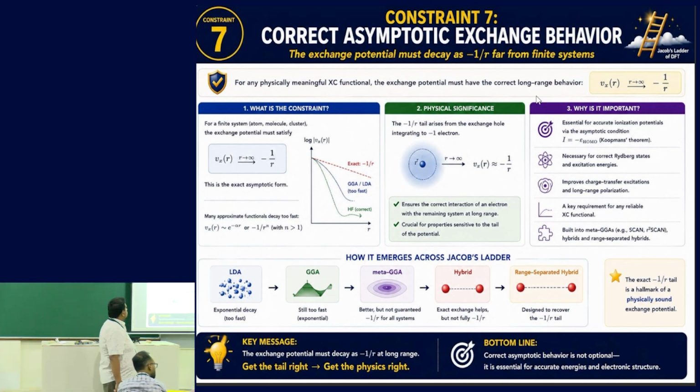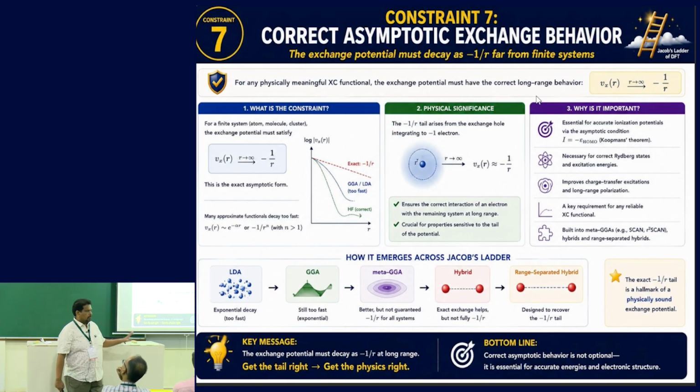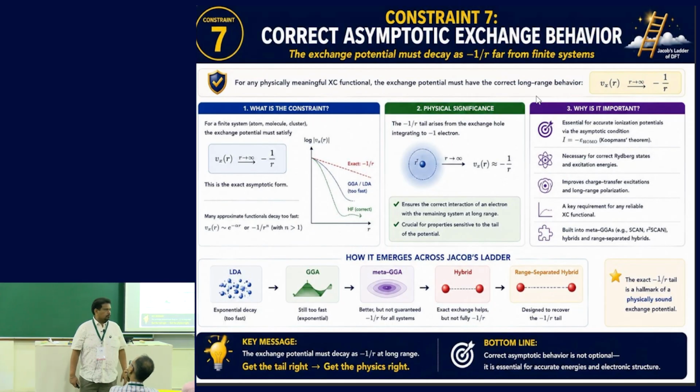So when you say physical significance, that -1/R tail arises from exchange or integrating to -1 electron, that's perfectly fine. Yes, it must. But in LDA also, the hole integrates to -1. So an additional condition is that the hole should be left behind in the system. The hole should not move out with the electron. If it centers around the electron, then there is a problem.